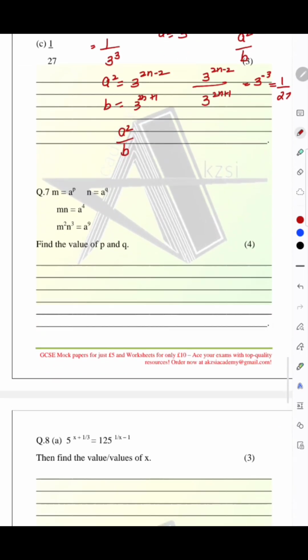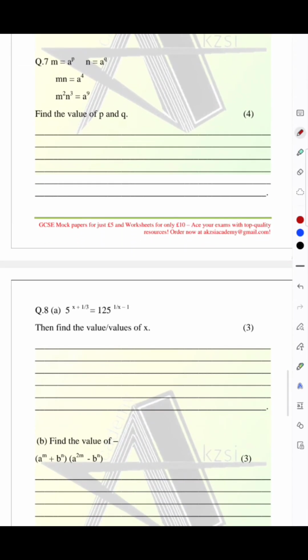Moving on to question number 7. m is a to the power of p and n is a to the power of q. m times n is a to the power of 4 and m squared n cubed is a to the power of 9. Find the value of p and q. So m is a to the power of p and n is a to the power of q and mn is a to the power of 4.